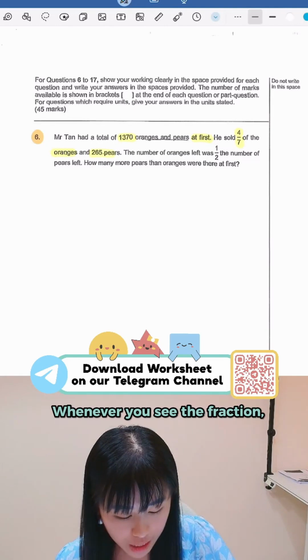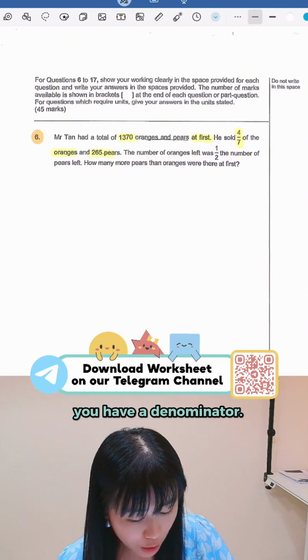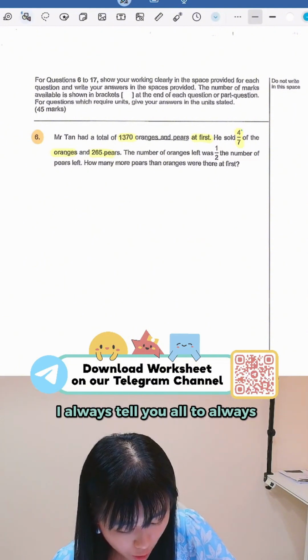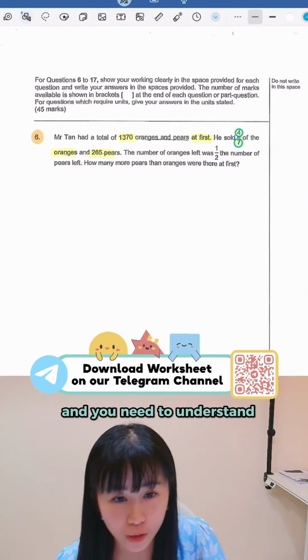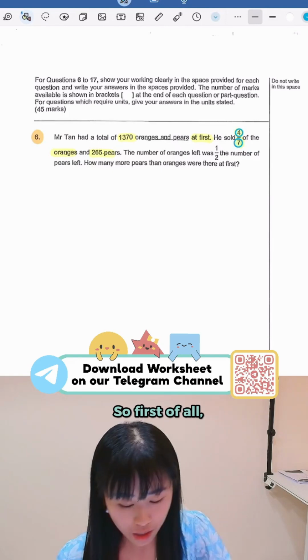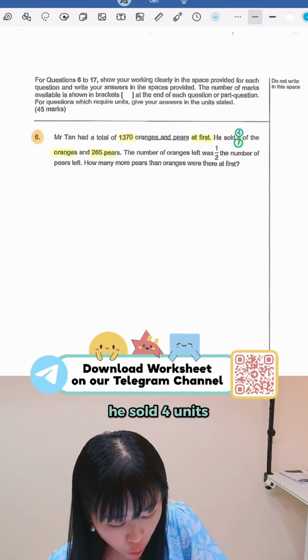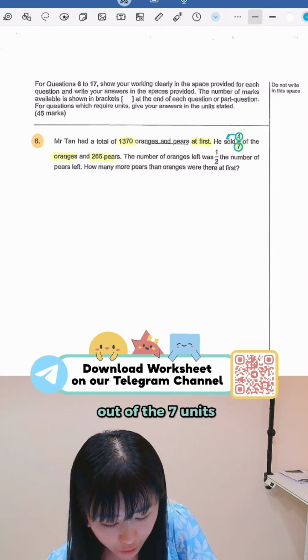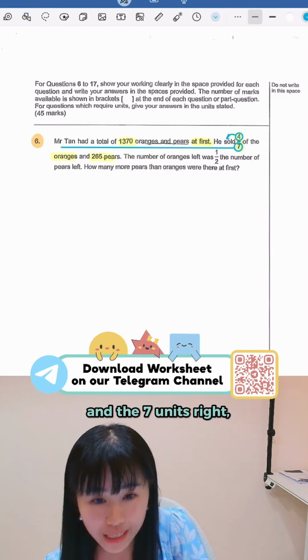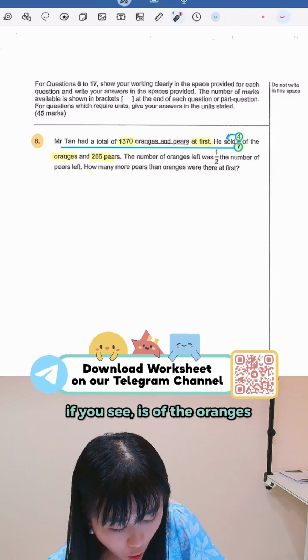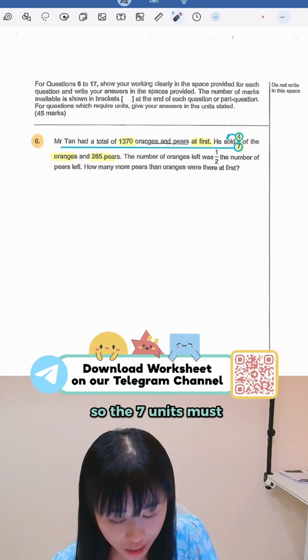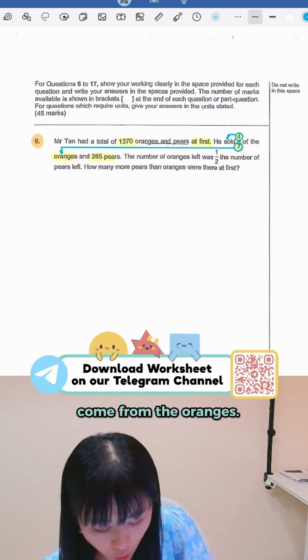Okay, whenever you see the fraction, you have a numerator and you have a denominator, okay? I always tell you all to always circle, right? And you need to understand your numbers first. So, first of all, he sold 4 units out of the 7 units. And the 7 units, if you see, is of the oranges. So, the 7 units must come from the oranges.